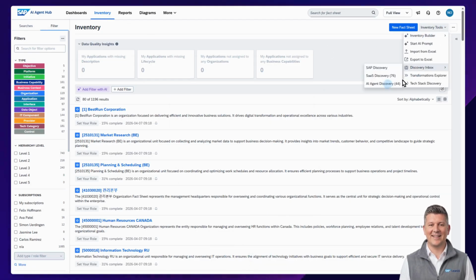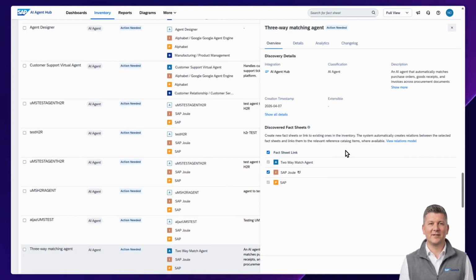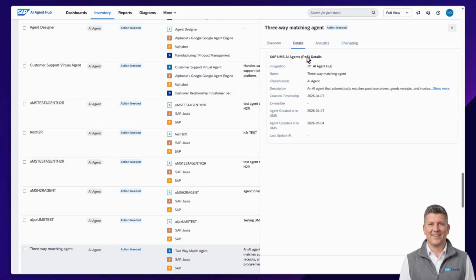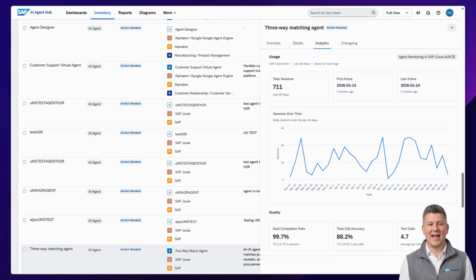This allows Ava, head of AI governance, to ensure it is fully governed, transparent, and ready to scale across the organization. From the AI Agent Discovery inbox, the newly deployed three-way match agent is visible. It is complete with the business context defined earlier through intent-based development. As the agent begins running during the testing phase, Ava gains access to real-time performance insights. This includes adoption metrics such as usage and session trends, as well as quality indicators like goal completion rates and overall cost efficiency. This allows her to evaluate whether the agent is delivering value.